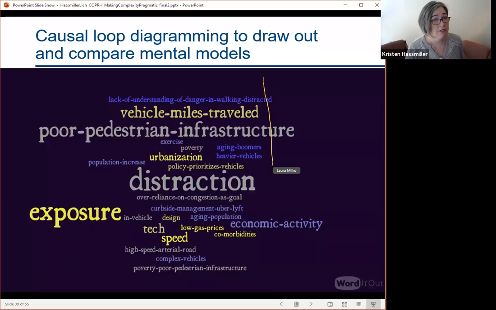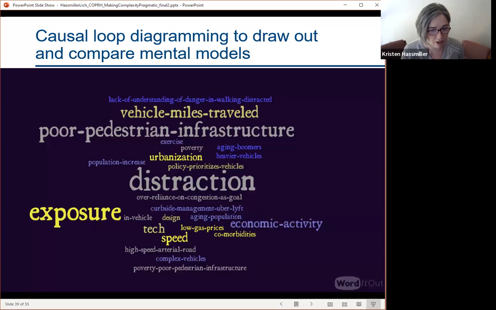And so what we wanted to do here is to use causal loop diagramming to draw out people's mental models, their understanding of what's underneath this trend line, and start to compare them, right? The best way to figure out what's going on is to really draw out what people think and then talk it out and then use that as a guide for our quantitative inquiry and hypothesis testing.